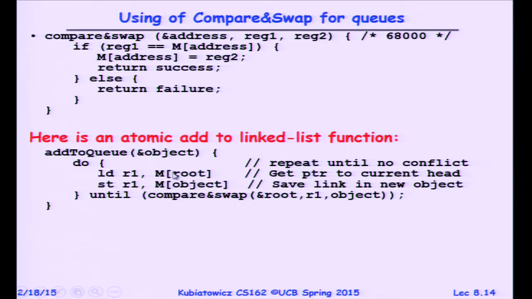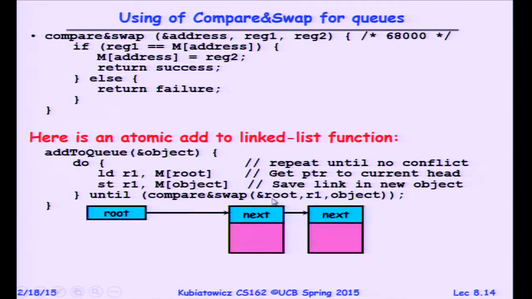I can load the root of my list into a register, and I can store that link into the object, and I can say until a compare and swap succeeds. And if you look here, here's the original linked list. This is a singly linked list, by the way. What I do here is I load this root pointer, I store it in my object.